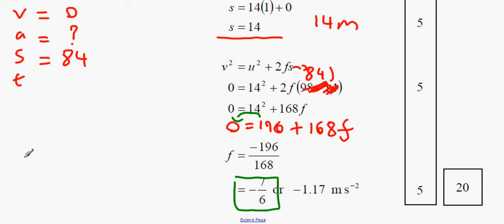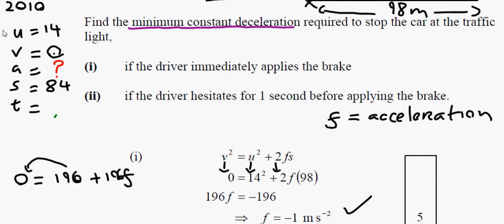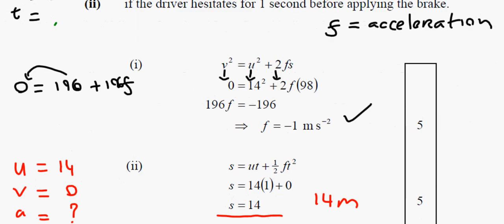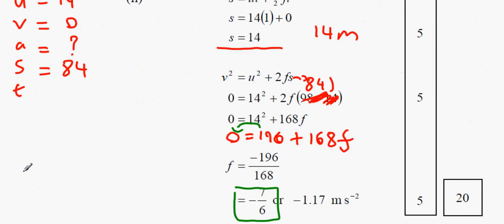See, in the first answer, he has a bigger distance to decelerate over, so his deceleration only needs to be minus 1. But in this second question, he has less distance to brake in, so his deceleration therefore has to be bigger. Always think about the questions as you're doing them. Am I expecting a bigger answer, or am I expecting a smaller answer?